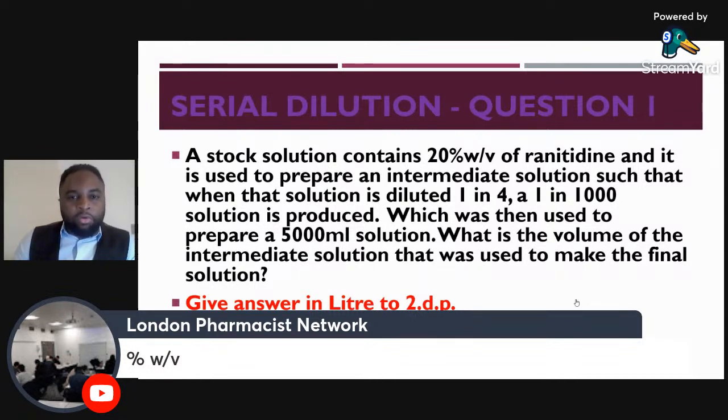If there's 1 gram in 1,000, how much is there in 100? Because we're looking for percentage. 1 gram is in 1,000. X is in 100. What's X? If there's 1 gram in 1,000, there will be X in 100.